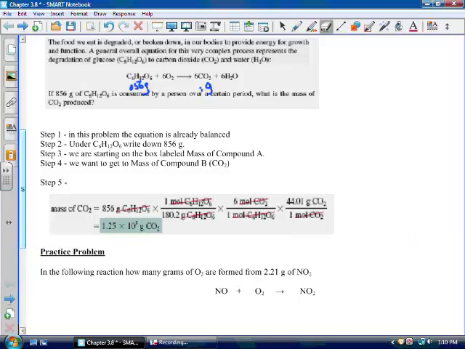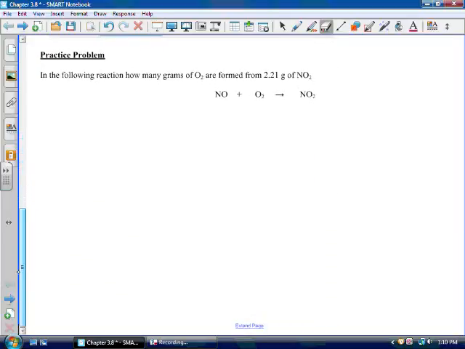Now let's do another example together. And again, if you want to try to do this one on your own, pause the recording at this time and then continue when you're ready. In the following reaction, how many grams of O2 are formed from 2.21 grams of NO2? All right, so what we're saying is if we form 2.21 grams of this, we want to know how many grams of O2 are needed. That's what it's supposed to say. So 2.21 grams we have of this, and we want to know grams of O2.